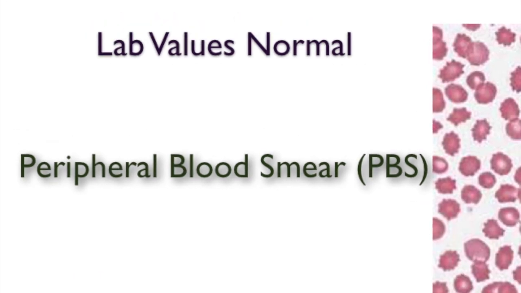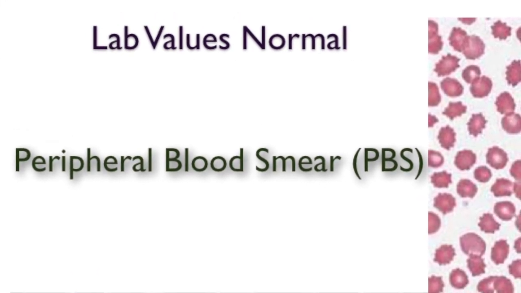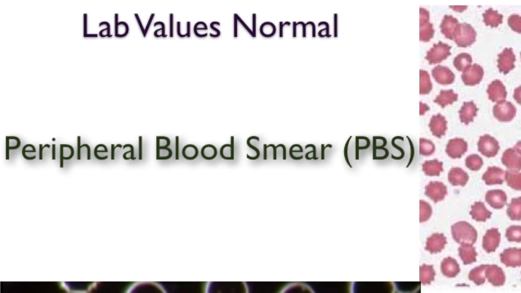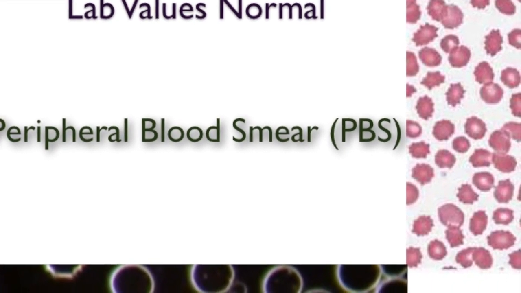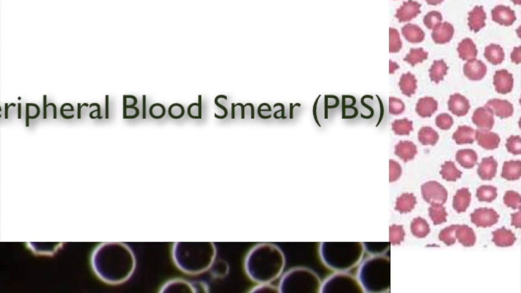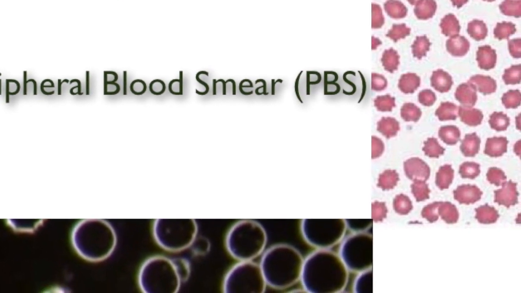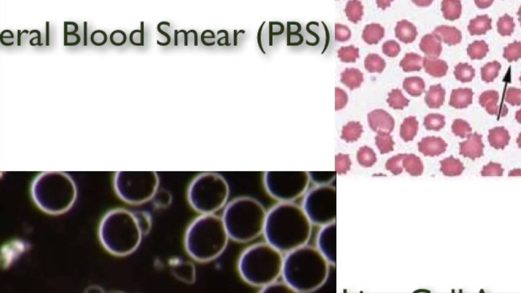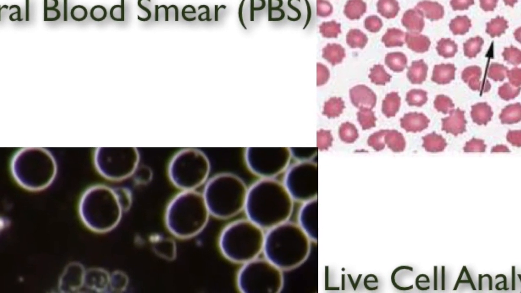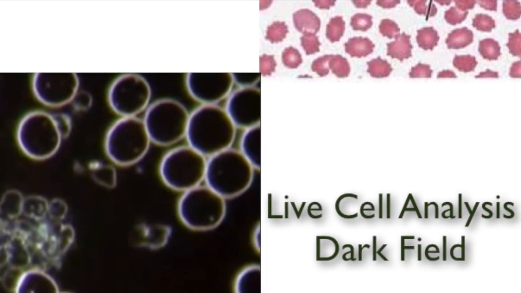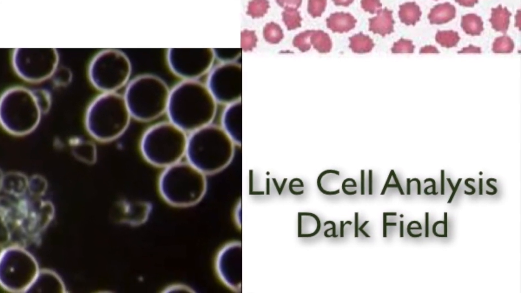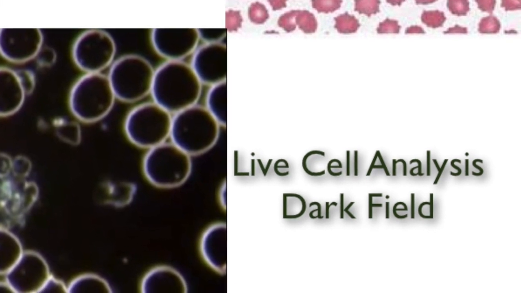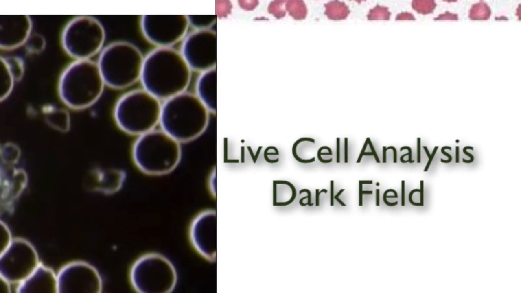There are two methods of identifying these abnormal blood cells: peripheral blood smear and live cell analysis. A blood film or peripheral blood smear is a thin layer of blood smeared on a microscope slide and then stained in such a way to allow the various blood cells to be examined microscopically. The live blood analysis, or live cell analysis, or nutritional blood analysis, is the use of a high-resolution dark field microscope to observe the live blood cells.